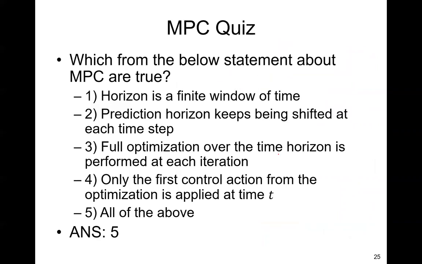For MPC, the horizon is a finite time window, and the prediction horizon is shifted at every time step. And at every time step, you need to perform a full optimization over the time horizon and take the first control action.